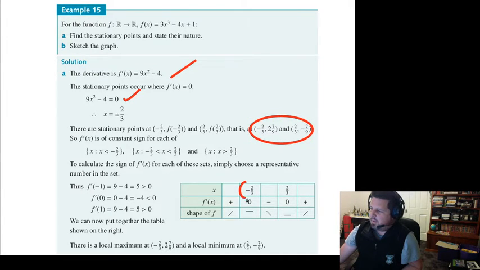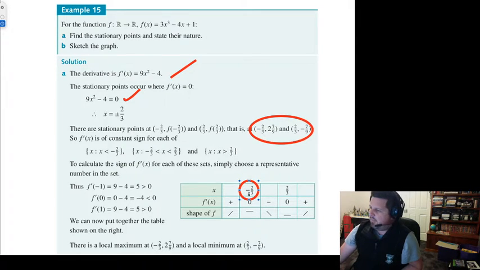So I'd pop in this negative 2/3 first of all. We need to find out what's going on to the left, what the slope is, and also what the slope is to the right of that. What we're going to do, you can pick any value that's to the left of negative 2/3.